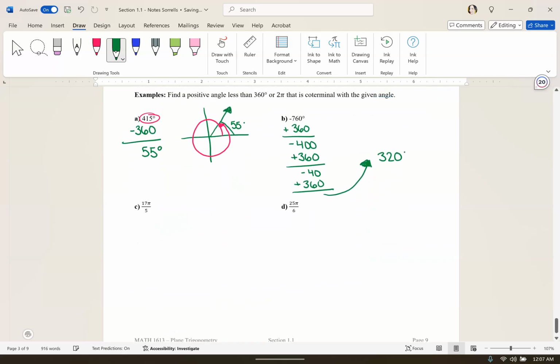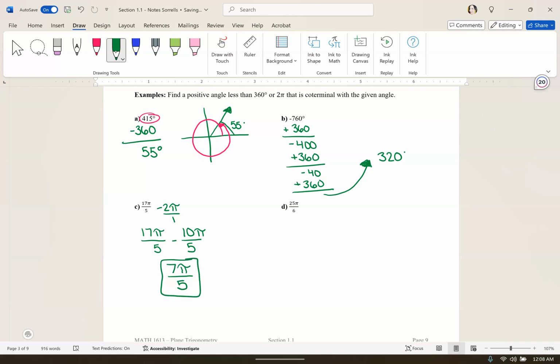Okay, so the next ones are radians. It's up to you how you want to do this, but I would just subtract 2 pi. So I'm going to show you how to do it by hand. That means the denominator has to be the same. And remember, that's understood to be over 1. So 1 times 5 is 5, but 2 times 5 is 10. 17 pi minus 10 pi is 7 pi over 5. And that is less than 2 pi because I know 2 pi has to be 10 pi over 5, and 7 pi over 5 is less, so we're good.